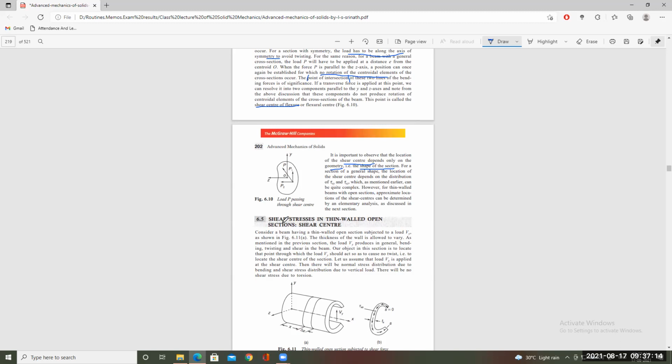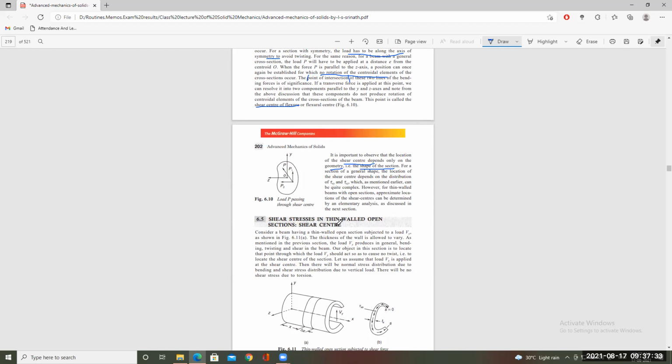Now, shear center in the thin wall open section. What is this? Shear center we have already defined. We have defined a point nearest to the centroid, and if a load is acting through this point, maybe vertical, maybe horizontal, maybe at an angle.